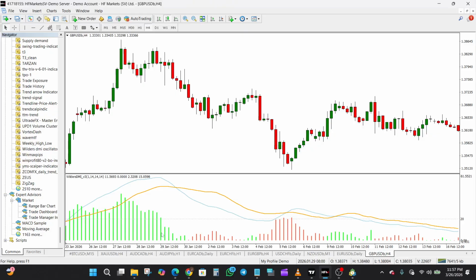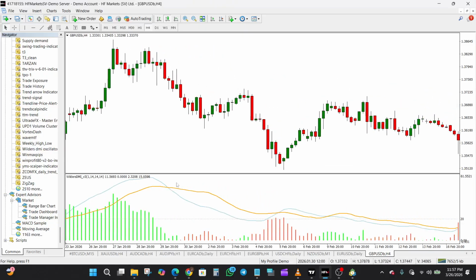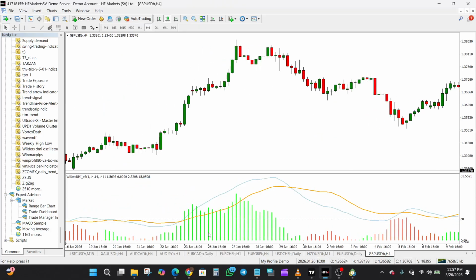But we notice that there are color differences in the histogram bars. You would see that the green bars are usually when the bullish momentum is prevailing, and the red bars are usually when the bearish momentum is prevailing. But you would also notice that the strength of the momentum affects the length of the bars. So here, when we had long green bars piercing above the 20 level, the bullish momentum was actually strong.